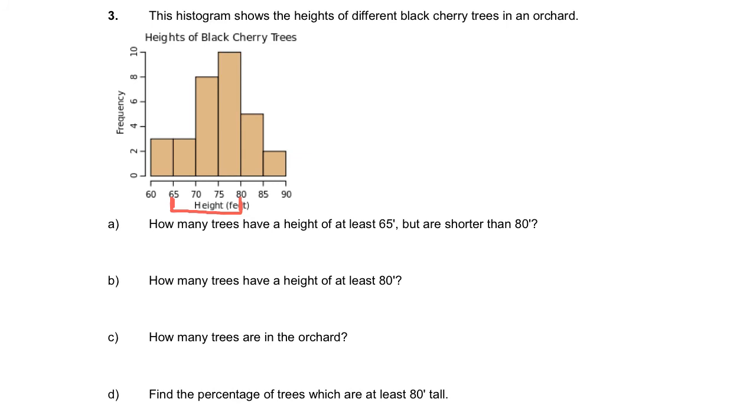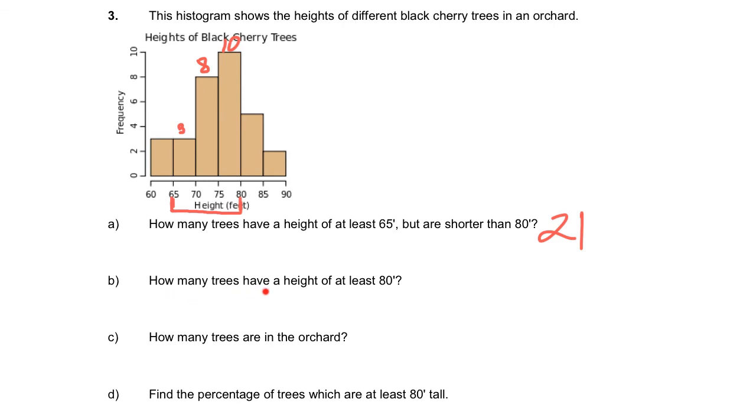So I can go up to my graph and I can say, well, there's 3 trees in that interval, there's 8 in this one, and there's 10 in this one. So if I want to know how many trees are between 65 and 80 feet tall, I'm just going to add up all the trees that are in that range. So I have 3 plus 8 plus 10. So there's 21 trees that are at least 65 feet but shorter than 80 feet.